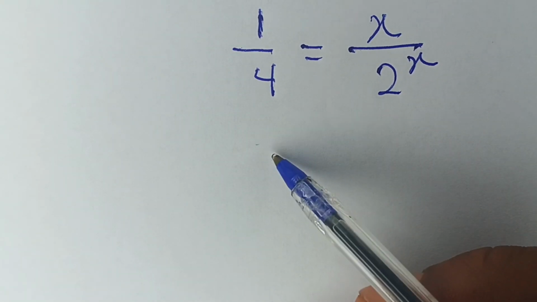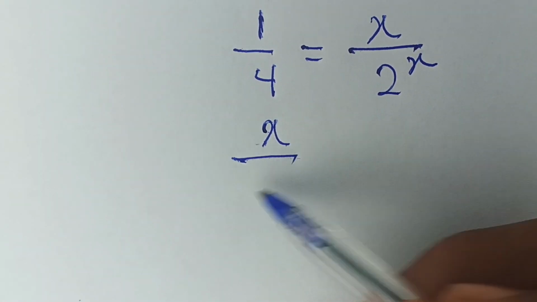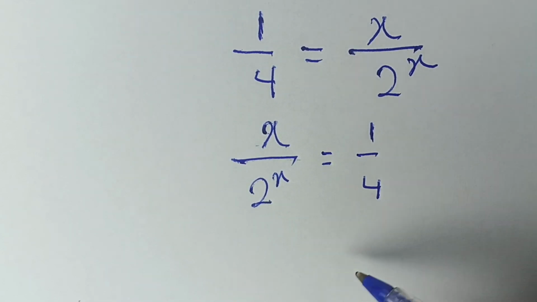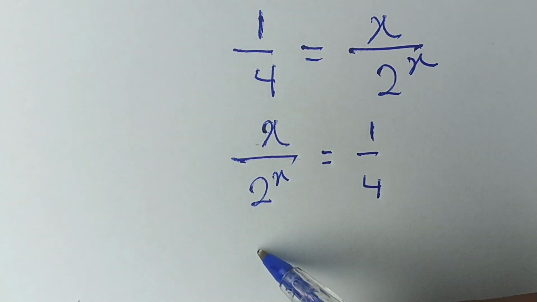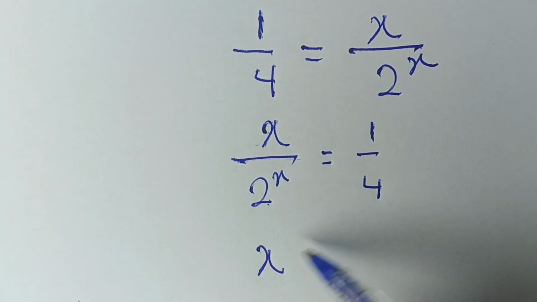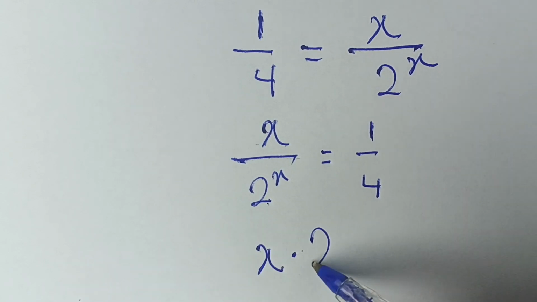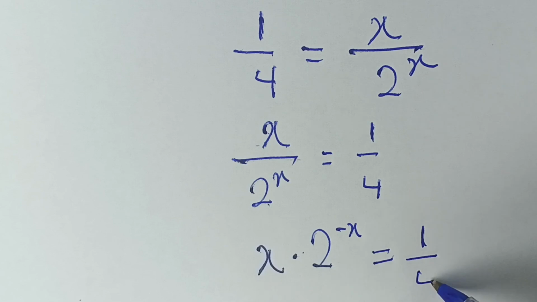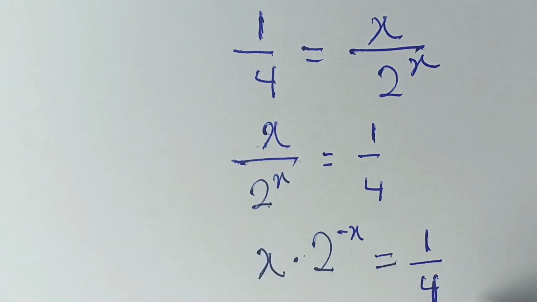Now moving on from here, we can say x divided by 2 raised to the power x is equal to 1 over 4. We just interchange the positions. Moving on, we can now say that x times 2 raised to the power negative x is equal to 1 over 4, from the laws of indices.